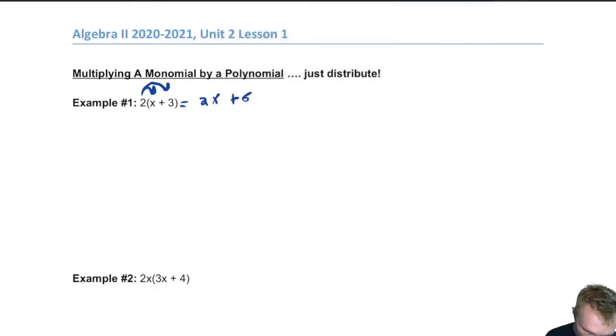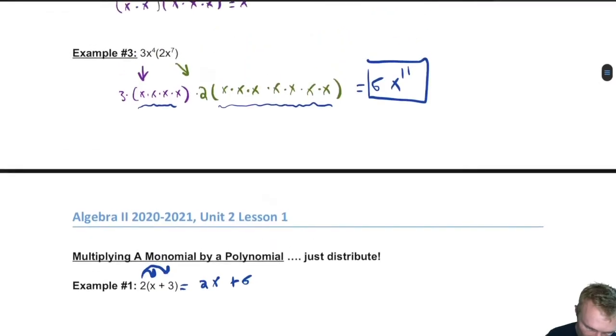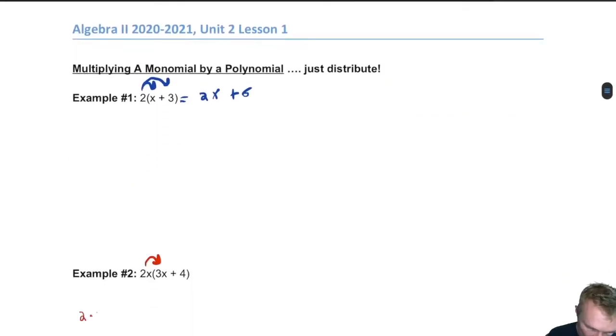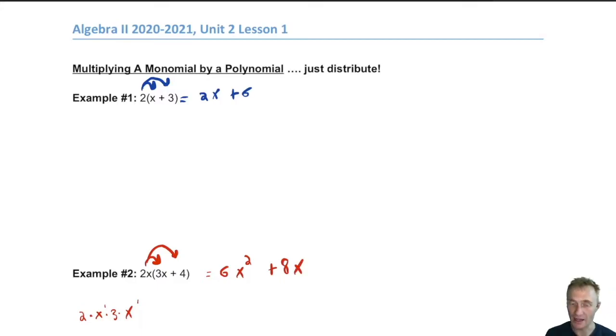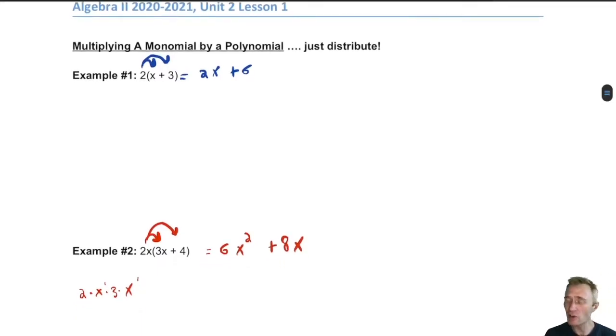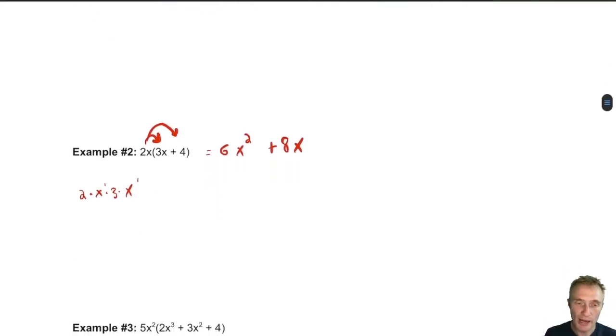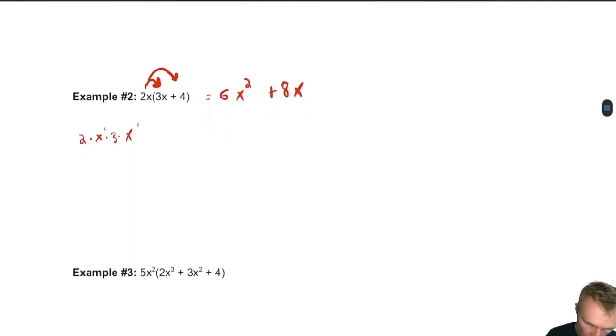So if we have 2x times 3x plus 4, well, 2x times 3x, all that is 2 times x times 3 times x. If we did that all together, we'd have 6x, 1 plus 1, if you think about it that way, squared, and then 2x times 4 plus 8x. That's all there, and just the higher the exponent term, the more you'd have to add there to get your final answer. So let's take a crack at example number 3.